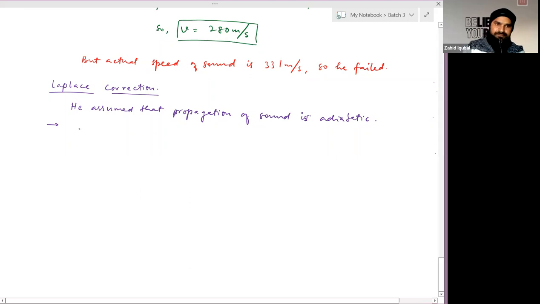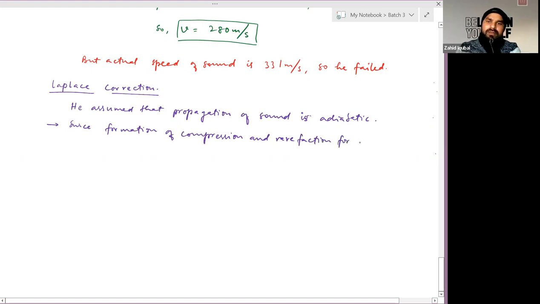Atif, is it clear? So you'll say, since formation of compression and rarefaction for propagation of sound is very fast, so it will be adiabatic.